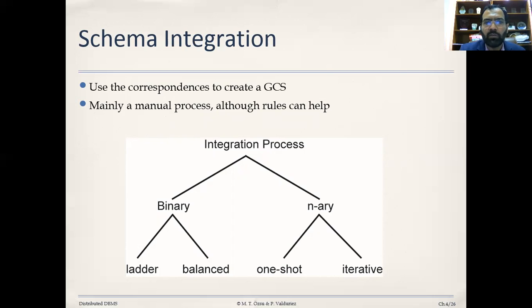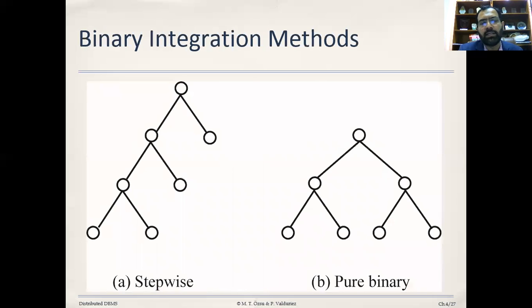So it is mainly a manual process, although rules can help. We use either a ladder approach or a balanced approach. These two are normally used with binary. And if you are using an n-ary, you can go for one shot, or you go for an iterative approach, and then you have the integration process, because you have to integrate these things together.